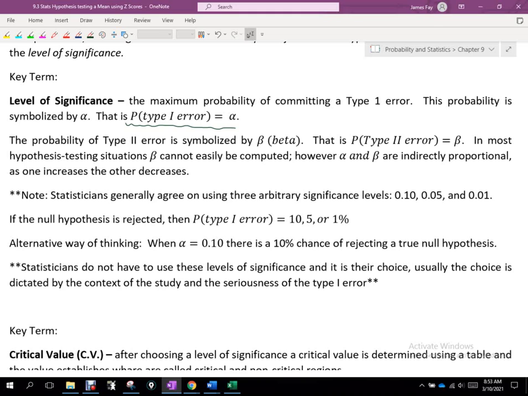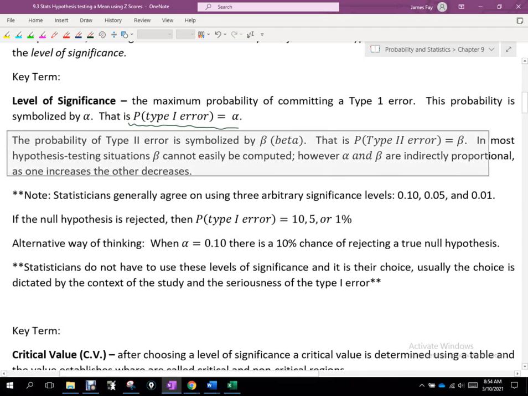Indirect proportion, or disjoint relationships, means that as one increases, the other one decreases, or as one decreases, the other one increases. So if we want to decrease type 1 error, that will ultimately increase type 2 error. Does that make sense?